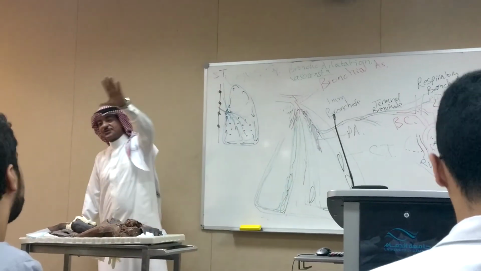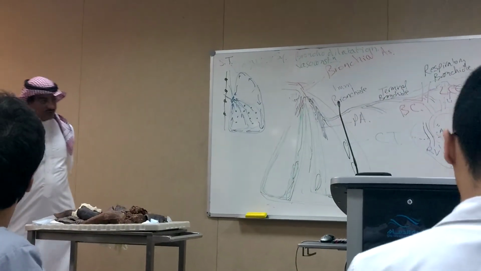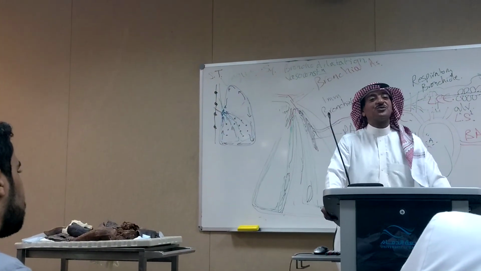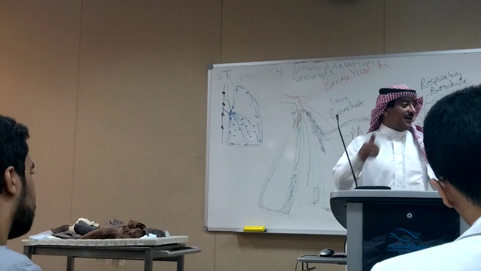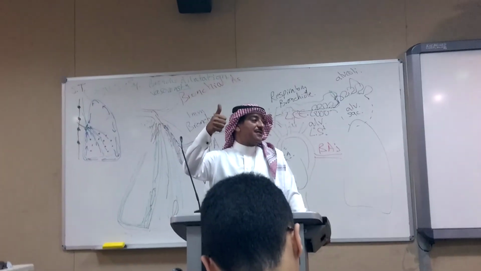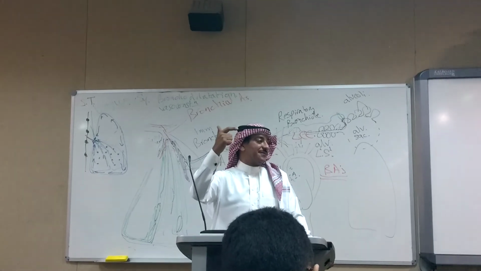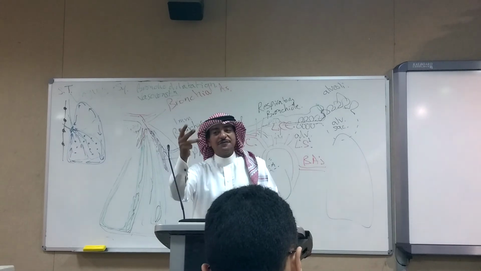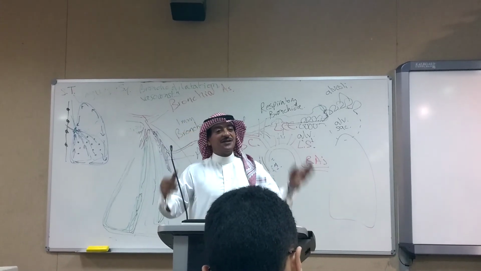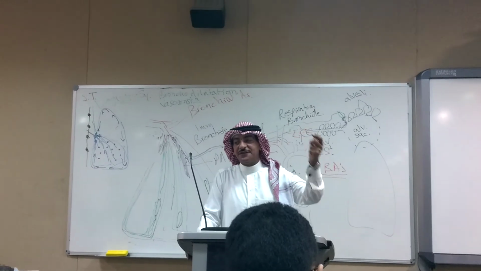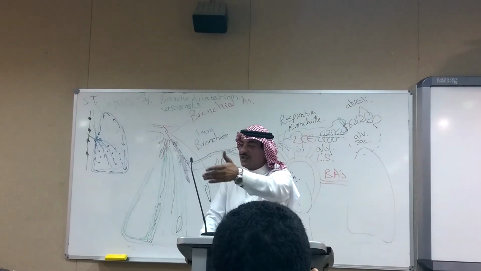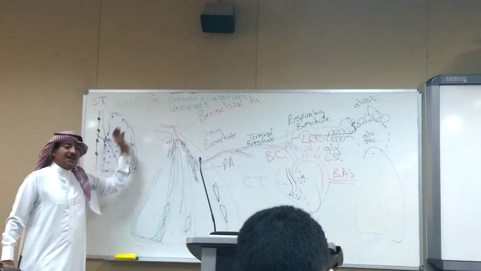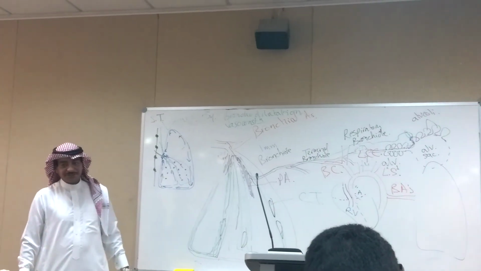So let me now ask you, what are the structures located at the root of the lung, of each lung? List the structures at the root of the lung. The bronchus, pulmonary arteries, pulmonary veins, lymph nodes, nerves. What else? Blood vessels, bronchial arteries, bronchial veins, all these. So the root of the lung contains all the structures leaving and entering each lung.